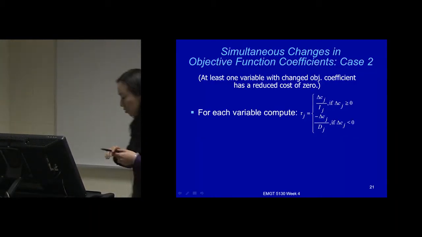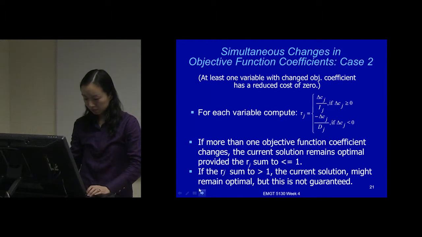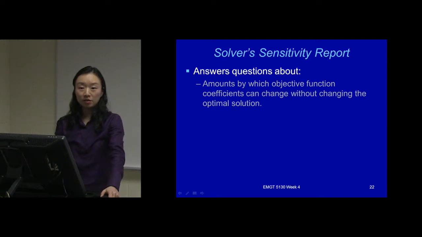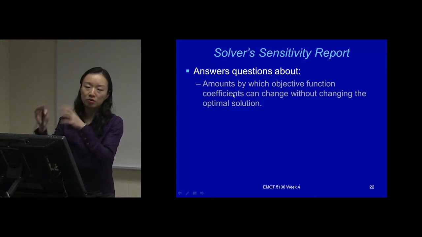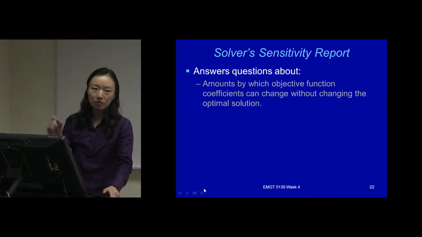Okay, so we're going to continue. Then we talk about the first part, which is how the objective function coefficient changes. You know that that's the allowable increase, decrease, and there is a special situation, which is when there is a zero, that it's an indication that an alternative solution exists.